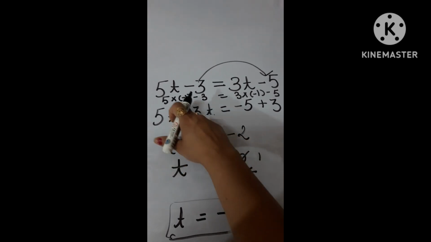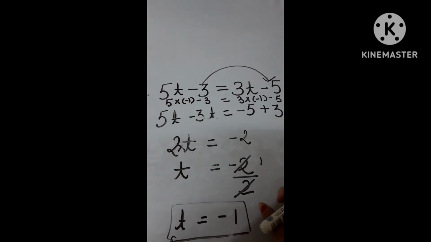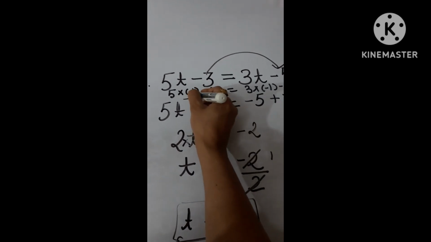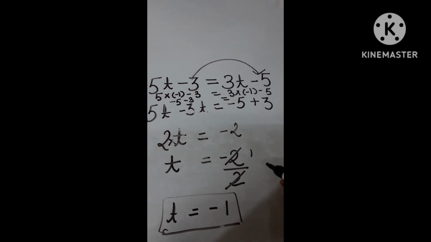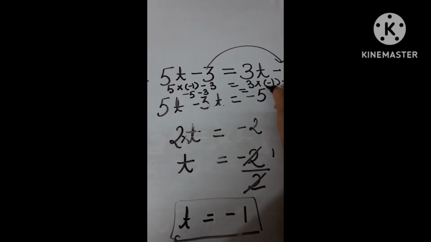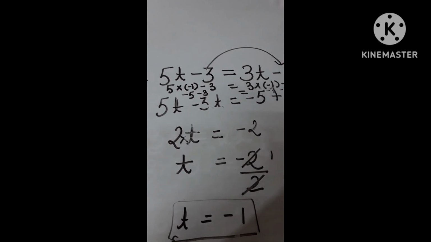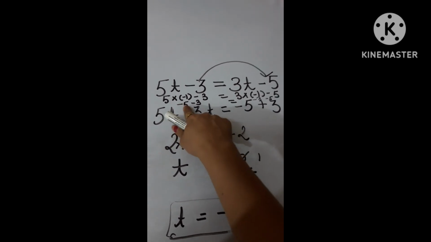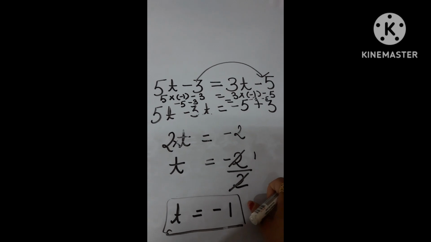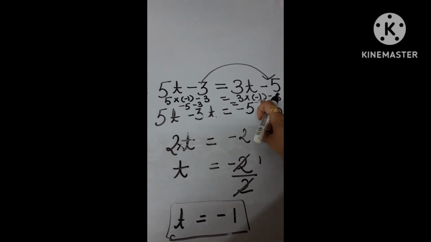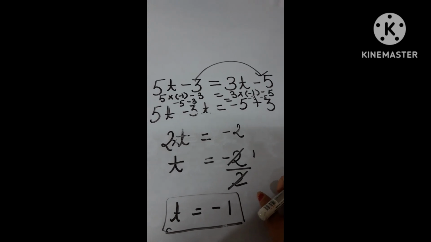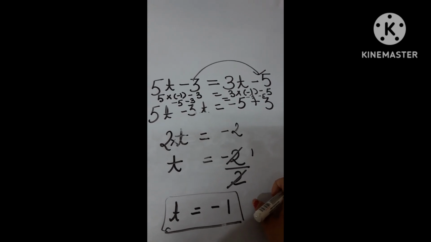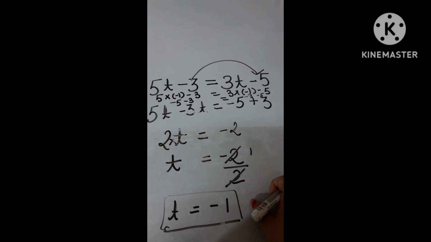Okay, now 5 into minus 1 will be minus 5 minus 3. And here it will be 3 into minus 1. It will be minus 3 and minus 5. So you can see here minus 5 minus 3 will be what? It will become minus 8, and here again minus 3 minus 5 will become what? Minus 8. So now both the sides are coming same. It means my answer is correct.